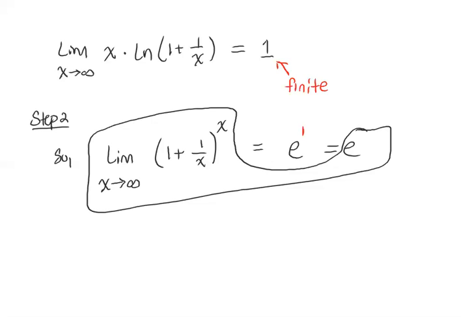Okay, maybe let's do one more. Let's evaluate the limit as theta approaches 0 from the right of the sine of theta raised to the power of the tangent of theta. This again has the form f of x to the g of x power. So now I need to check the form, make sure it is actually in indeterminate form.